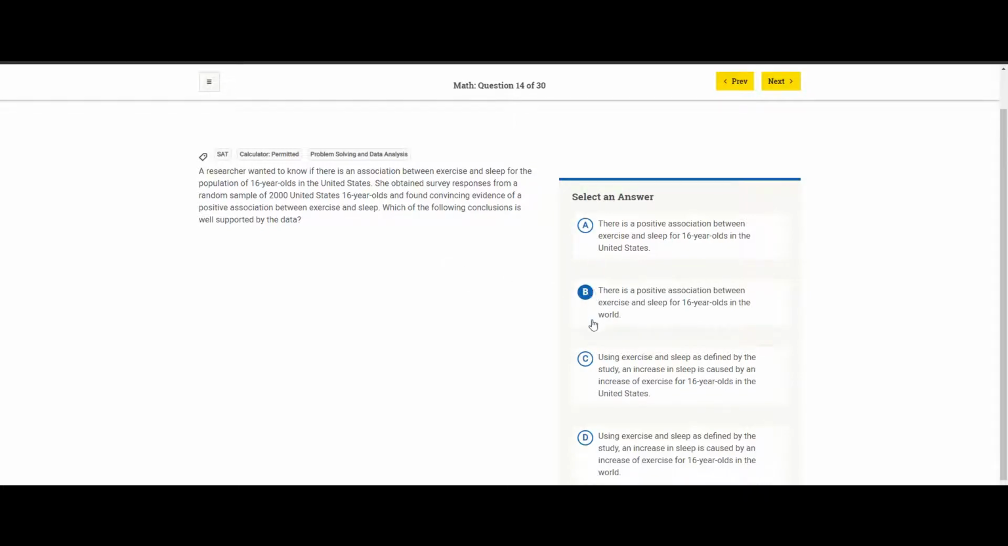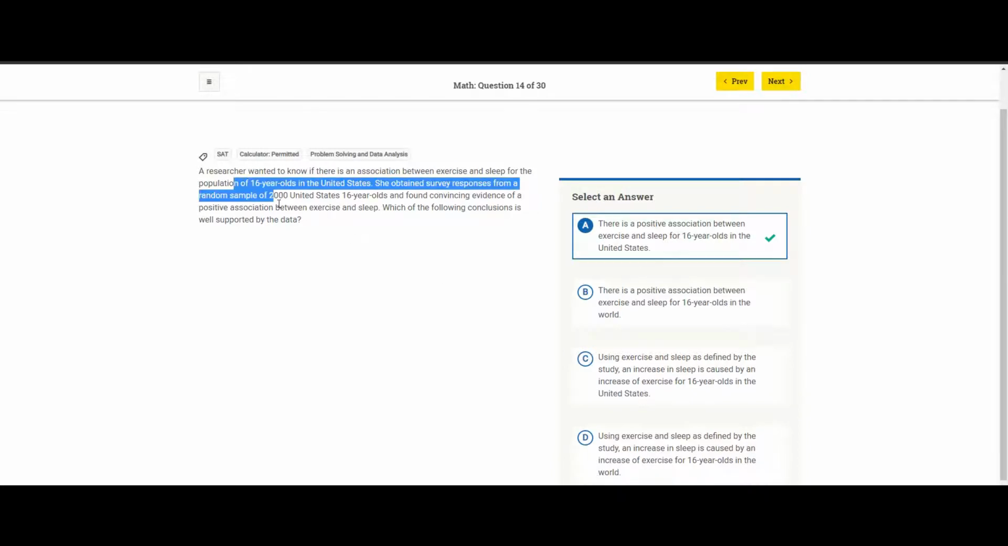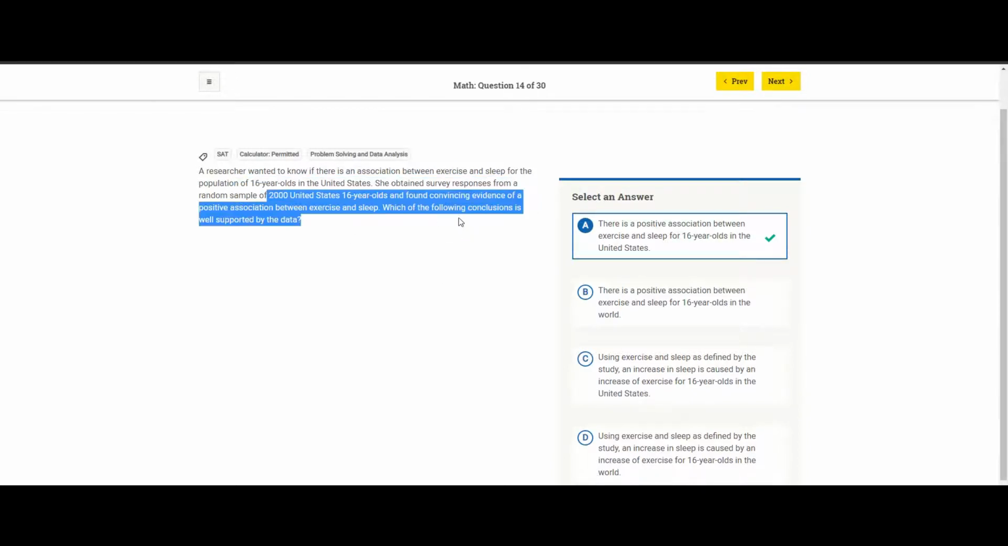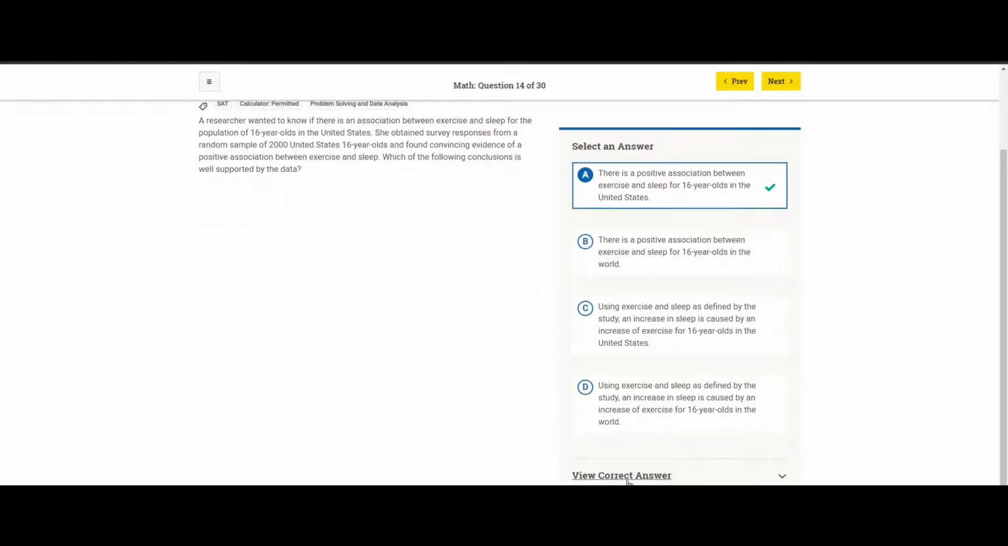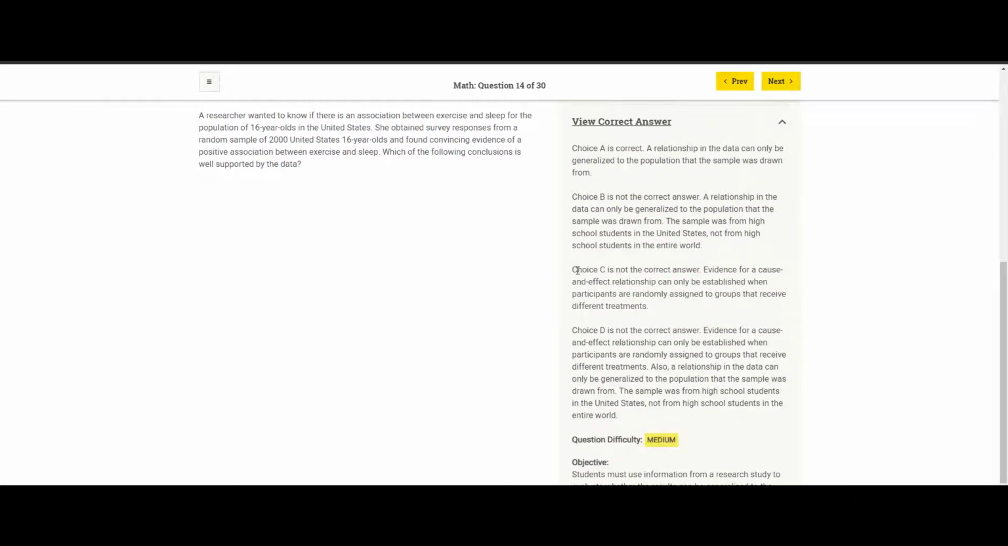I don't know if that one's necessarily a fun conclusion, so I wouldn't like that conclusion. Defined by the study, an increase in sleep is caused by an increase in exercise. For this one, oh, that one's not the answer. Actually, this would be the answer, wouldn't it? Yes, it would be the fact that there's a positive association. That's a fun fact right there. That one, I guess the boring answer is the right answer.